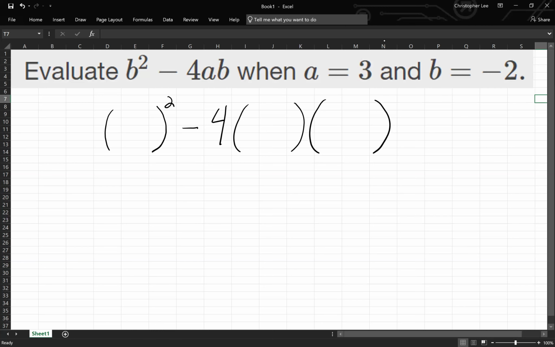So for A, I have a 3. And for B, I have a -2. Just plug it in. After that, we just do the math on it. And once you do the math, very simple.